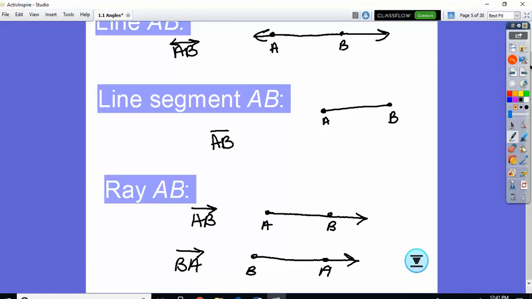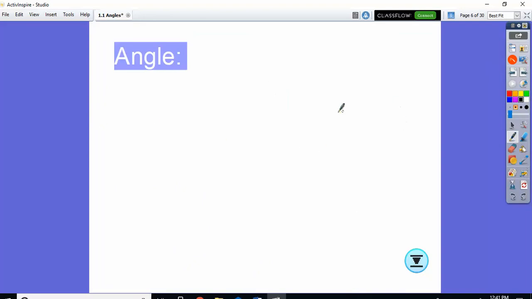With trig, we are going to be dealing with angles. An angle is formed when you put two rays together with a common endpoint. So here's a ray, here's a ray. They have the same endpoint, so they form an angle. When we talk about this, I might ask you about the sides of the angle. The sides are these two rays.